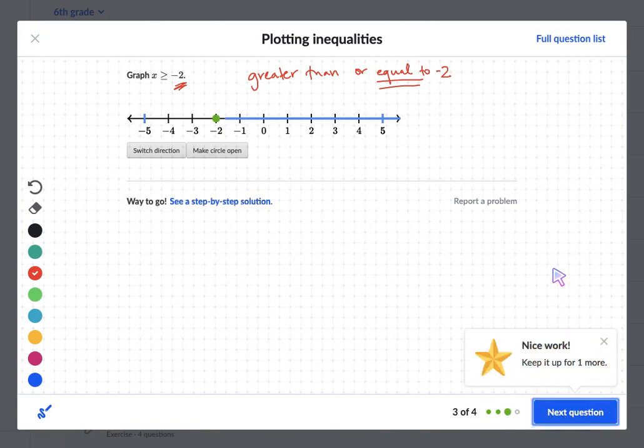Okay, so again, we're only opening the circle if it doesn't have the equal sign, because we're saying to skip over that number. And then just make sure your shading is in the right location.